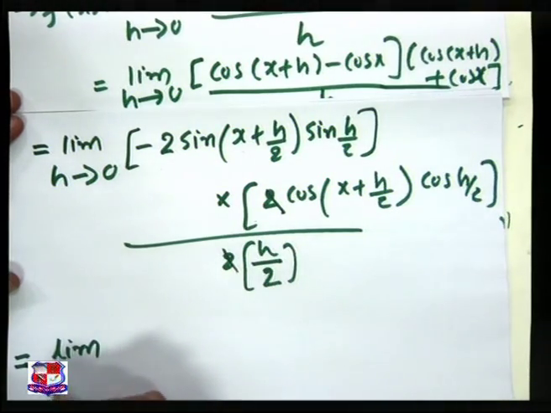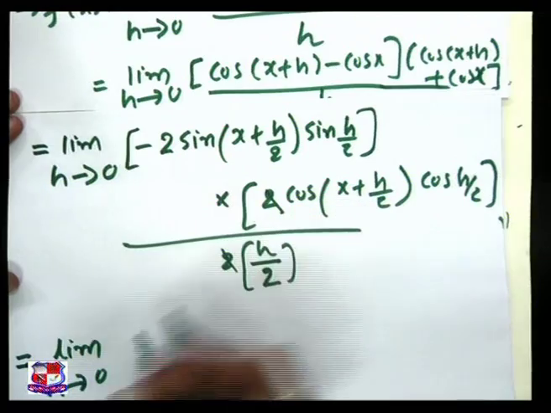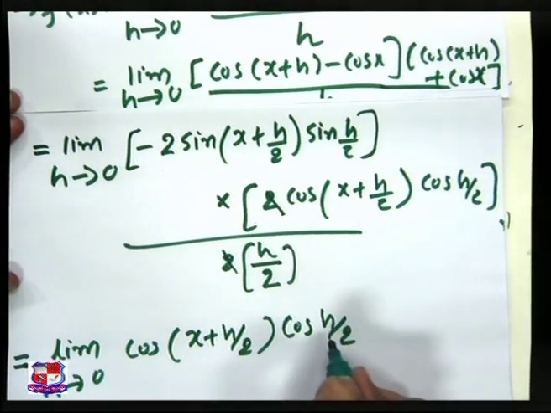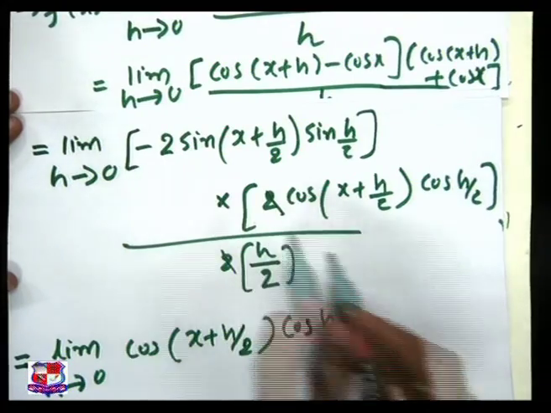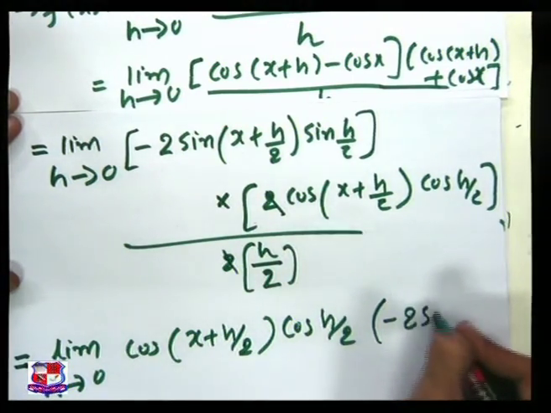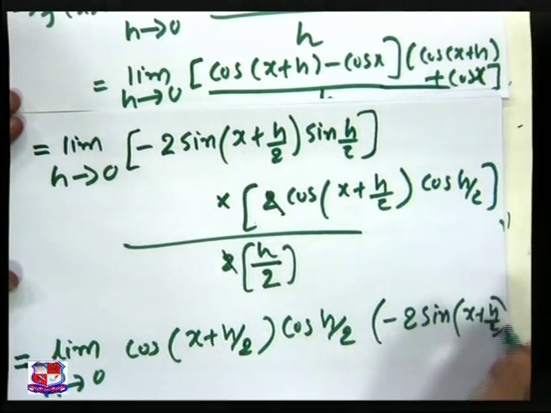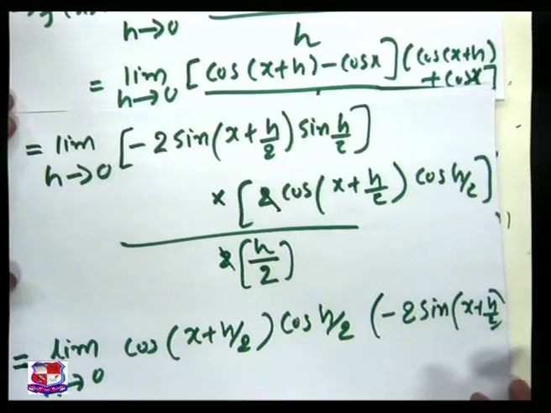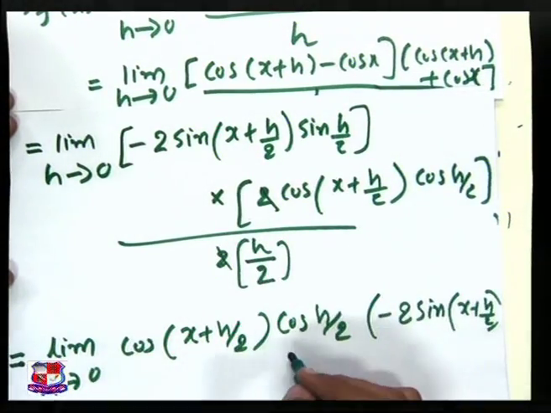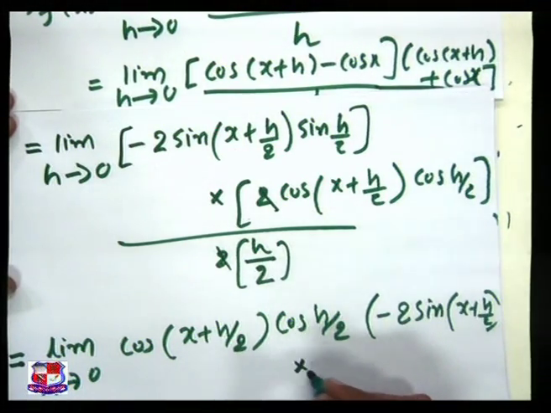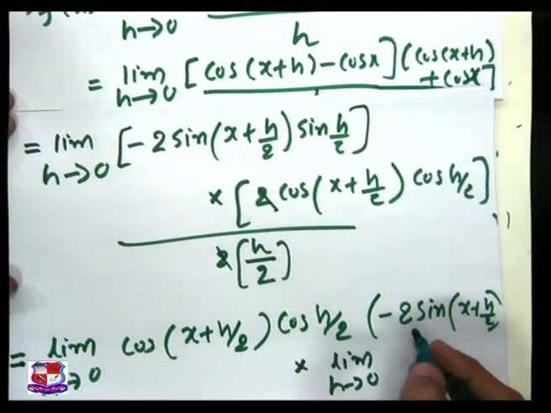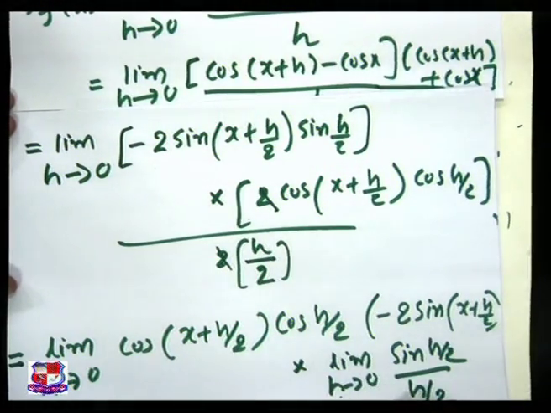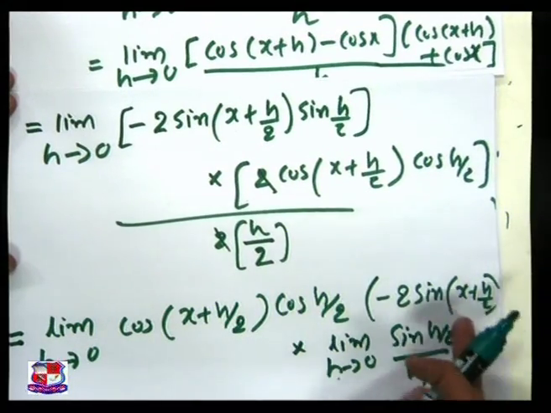limit h tends to 0, this one is cos x plus h by 2 into cos h by 2, into this one into minus 2 sine x plus h by 2, right? So in this expression we can put the limit directly, because this one will not be infinite or 0. And again into this one is into limit h tends to 0 sine h by 2 upon h by 2. If h tends to 0, then h by 2 tends to 0, so sine theta upon theta, that is 1, so this one will be 1.